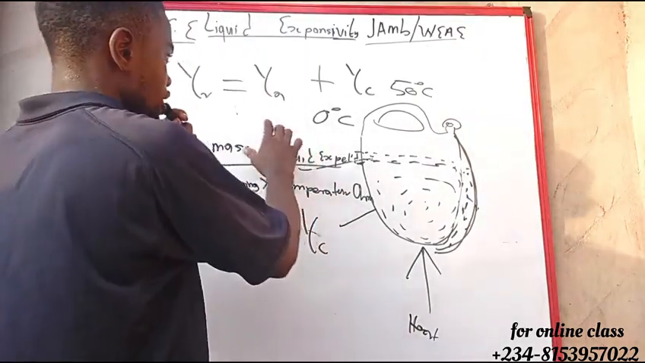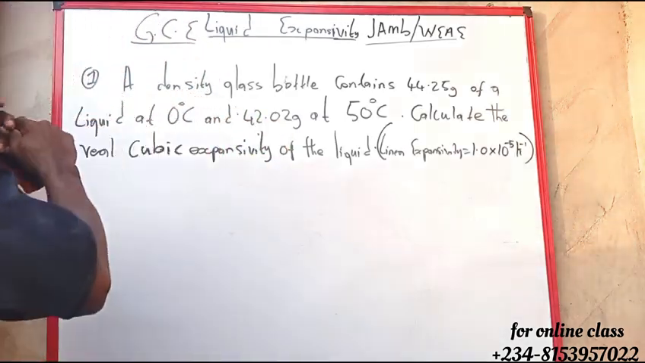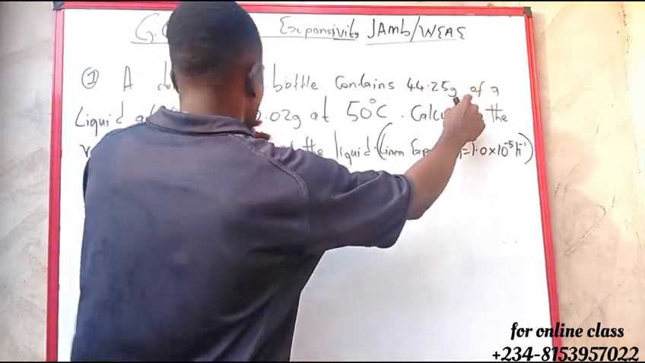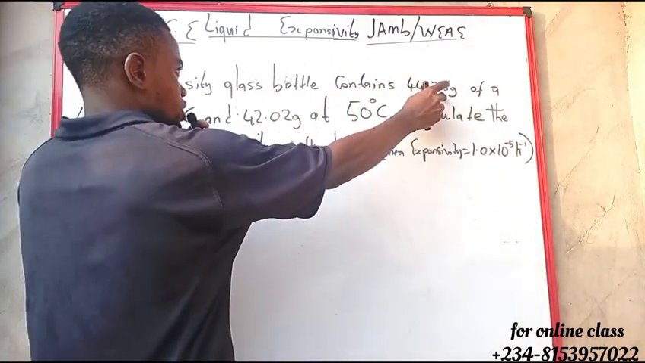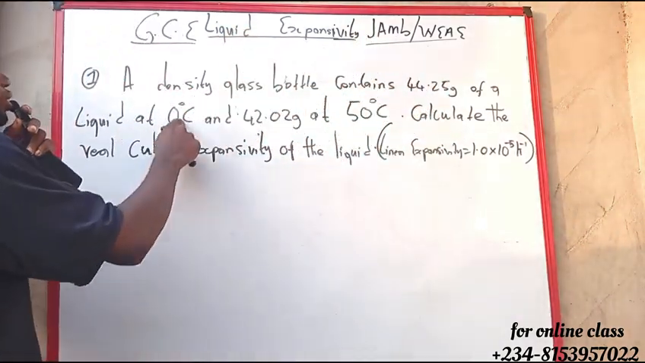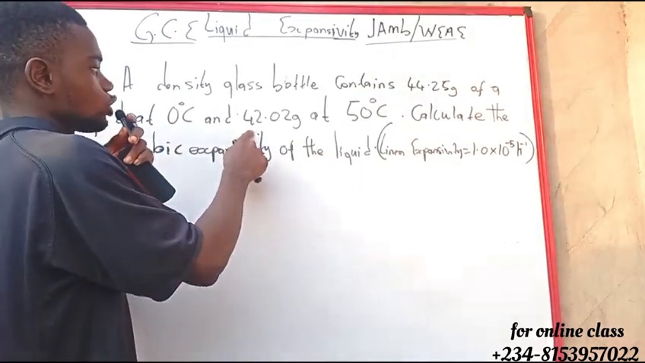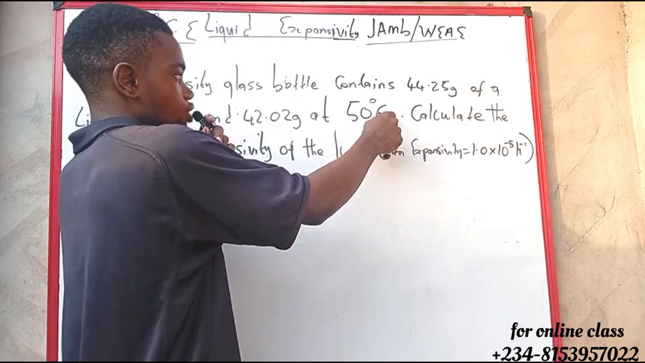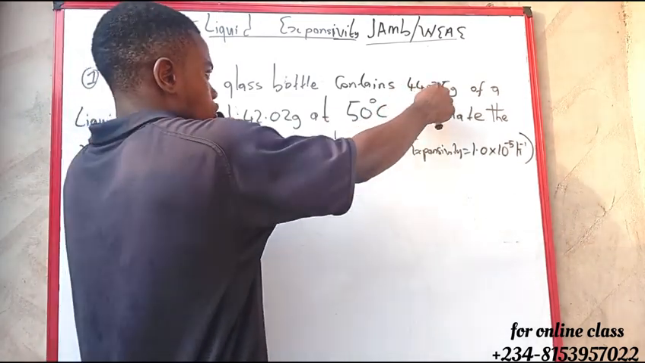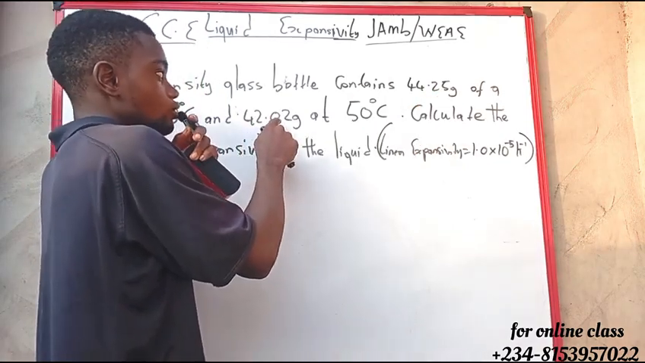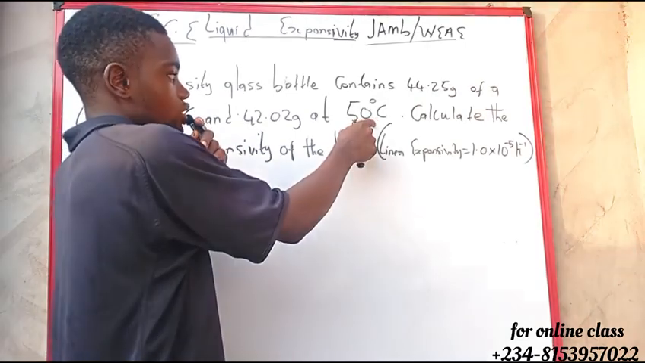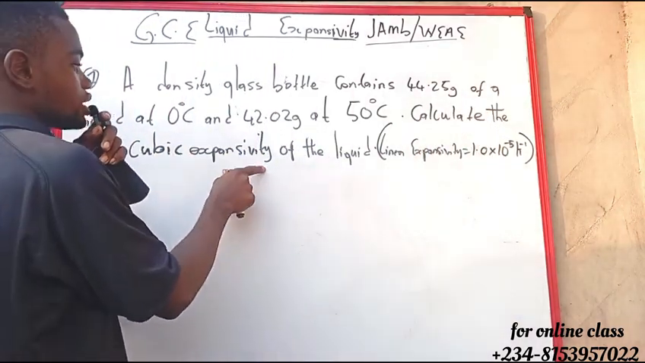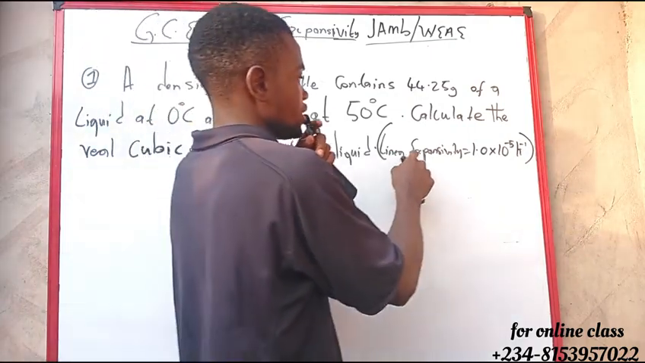Let's look at a question based on this. Let's look at this example question. It says a glass bottle contains 44.25 gram of a liquid. So the mass of that liquid is 44.25 gram at 0.0 degrees Celsius and 42.02 gram at 50 degrees Celsius. Now the mass decreases from 44.25 gram to 42.02 gram when the temperature increases by 50 degrees Celsius. So calculate the cubic expansivity of the liquid. They now give you the linear expansivity.